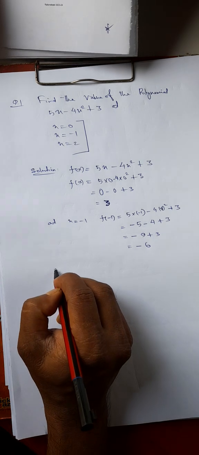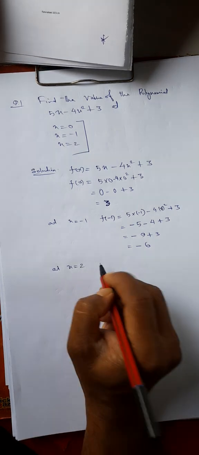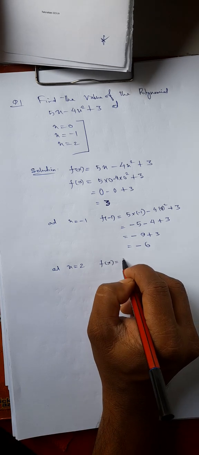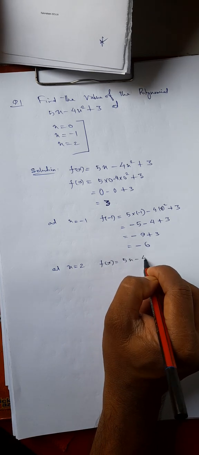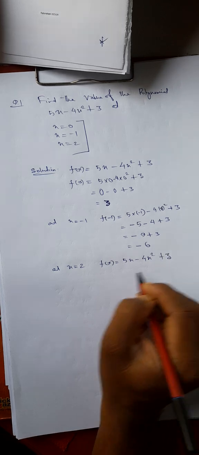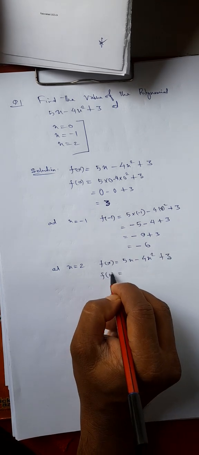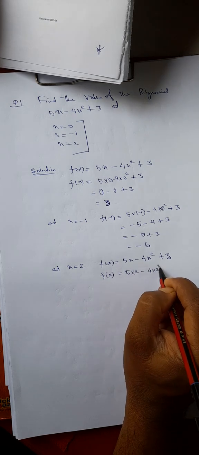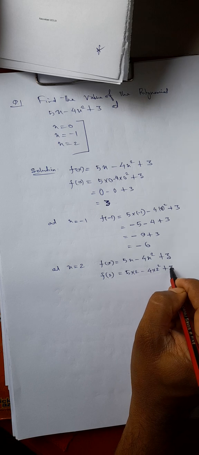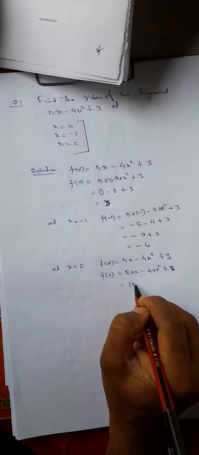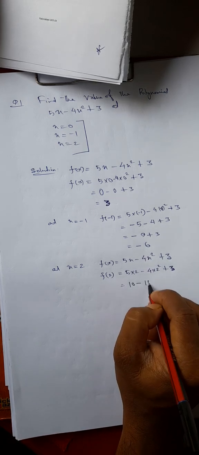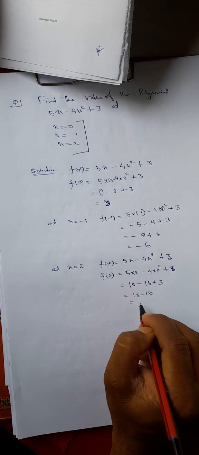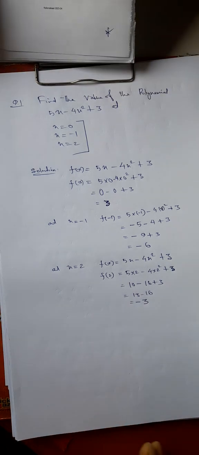Now at x equal to 2, f(x) equal to 5x minus 4x square plus 3. f(2), 5 into 2, minus 4 into 2 square plus 3. 10 minus 4 into 4, 16, plus 3. 13 minus 16, that is minus 3. Right.